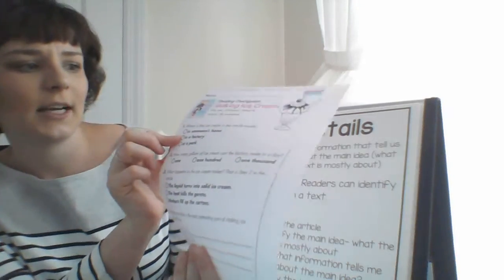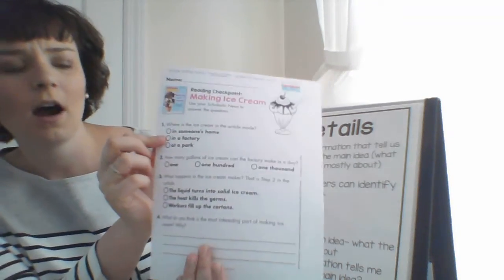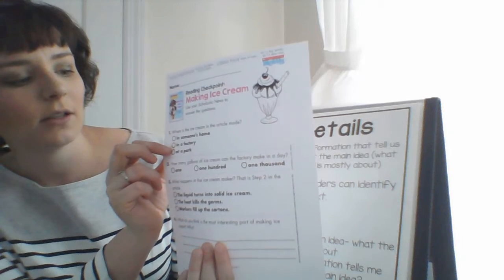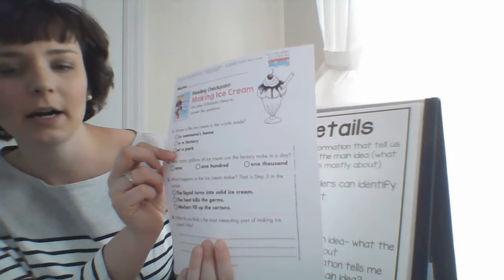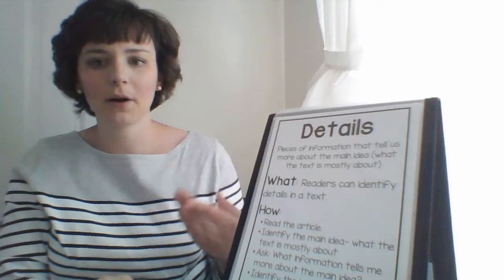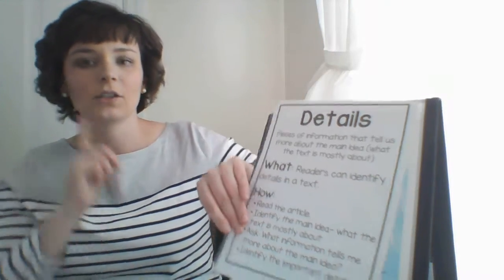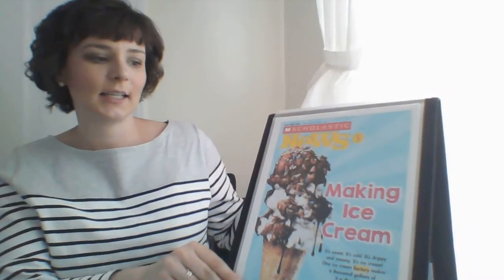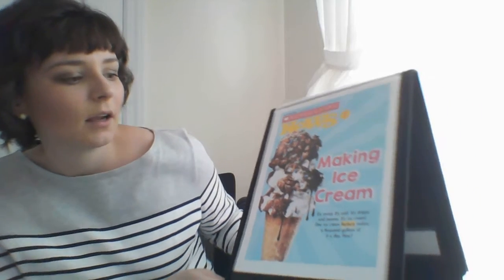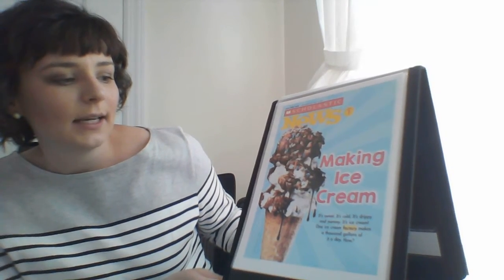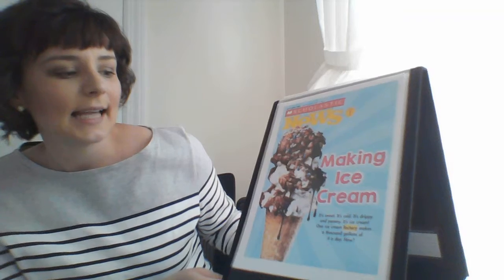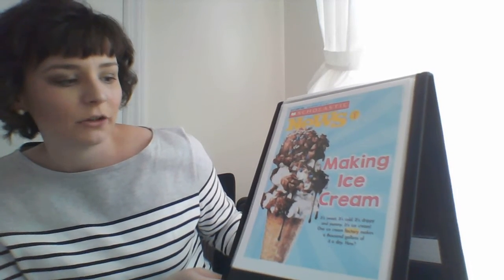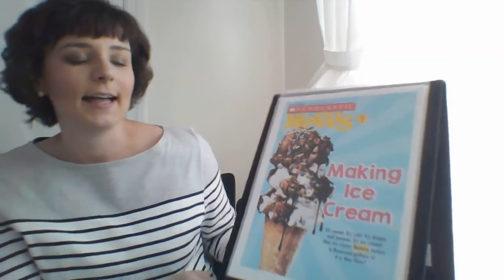So our first question is, where is the ice cream in the article made? In someone's house, in a factory, or at a park? We're going to reread the part of the article that gives us the answer. So I want you to listen to see what our answer is. Making ice cream. It's sweet, it's cold, it's drippy and yummy. It's ice cream. One ice cream factory makes 1,000 gallons of it a day.